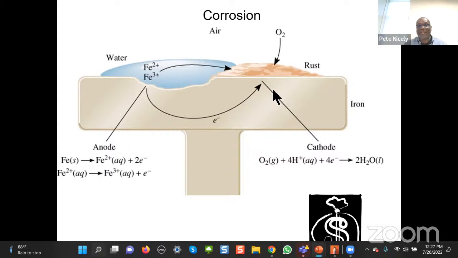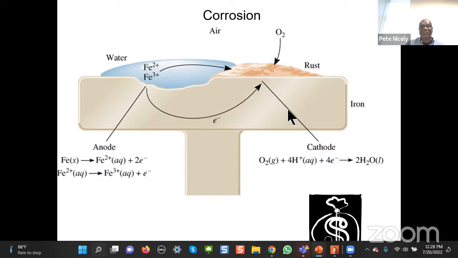So let's say you have your iron metal here. One part of it will serve as the anode. The other part will serve as a cathode. At the anode, the iron metal is eventually converted to Fe3+. Firstly, it's converted to Fe2+ by the loss of 2 electrons, and then the Fe2+ formed in the first step loses another electron to form Fe3+, right?